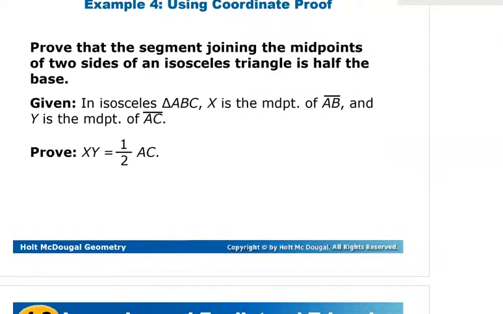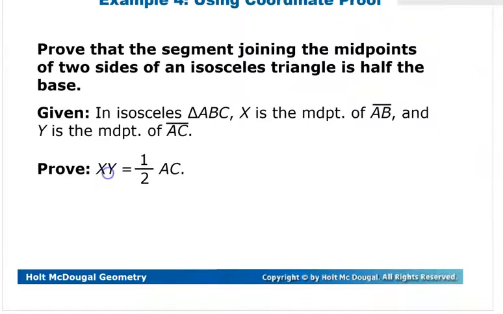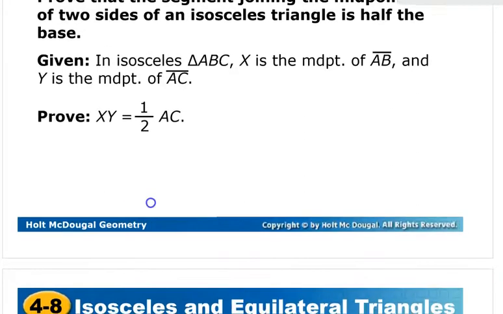Okay, so here we have a coordinate proof, and I'm just going to show you the overview of it. We're not going to go through it in super detail, but given this isosceles triangle ABC, X is the midpoint of AB, and Y is the midpoint of AC. So when you're graphing this, you're going to have to do a little bit of math with the midpoint. Since they don't tell us where this is, you can graph it wherever you want. And we're going to prove that XY is half of AC.